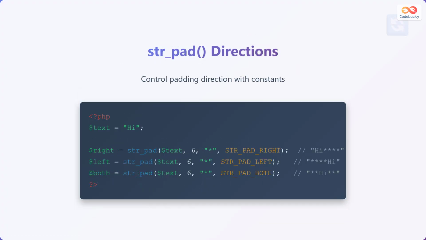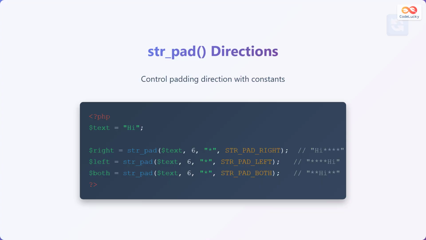With the *_pad function, you can control the direction in which the padding is applied using the constants *_pad_right, *_pad_left, and *_pad_both. Here's how. The variable text is assigned the string hi. The first *_pad function call pads the string on the right with asterisks until it reaches a length of 6 characters, resulting in hi followed by 4 asterisks.